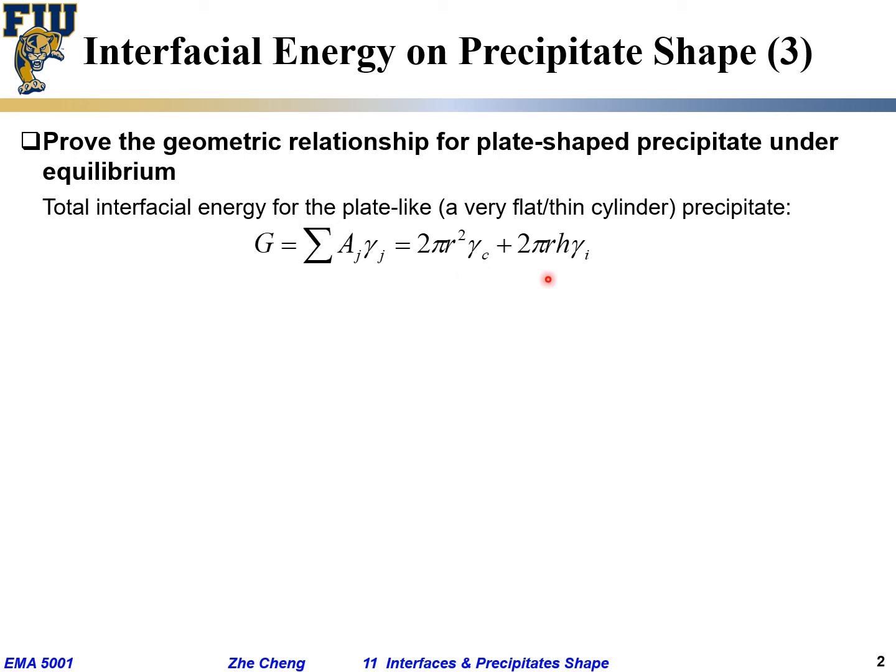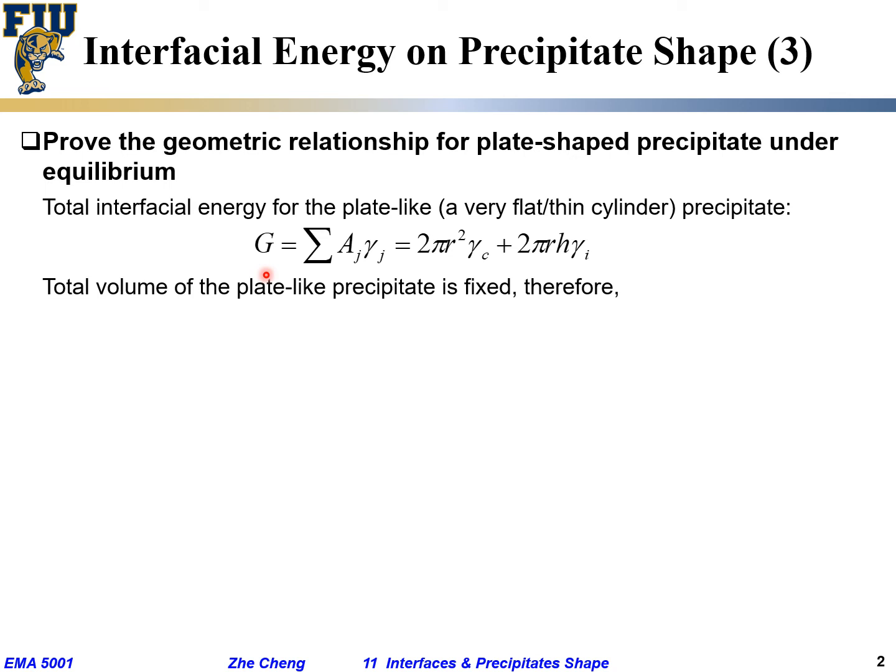Okay. And the 2 pi r h, what is that? It's the cylinder side total surface area, right? 2 pi r is the circle circumference length times h. That's like when you expand it out. Okay, times what do we say? Gamma I. We assume the side interface is what? Incoherent. Make sense? This added up together is my total interfacial energy. And what do we want?